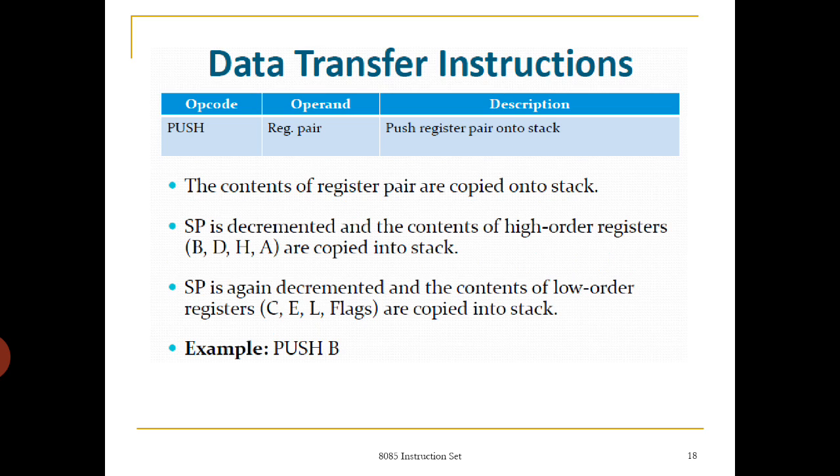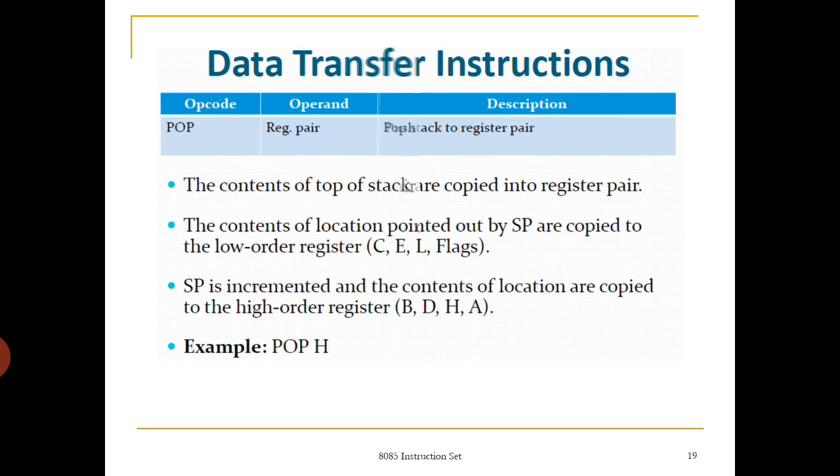So next are the push instructions. Push: the content of a register pair is copied onto the stack and SP is decremented, and the contents of the higher order register, that is B, D, H, A, are copied into the stack. SP is again decremented and the contents of the low order register, that is C, E, L, flags, are copied into the stack. An example of this instruction is PUSH B. Okay. So this is a simple data transfer instruction.